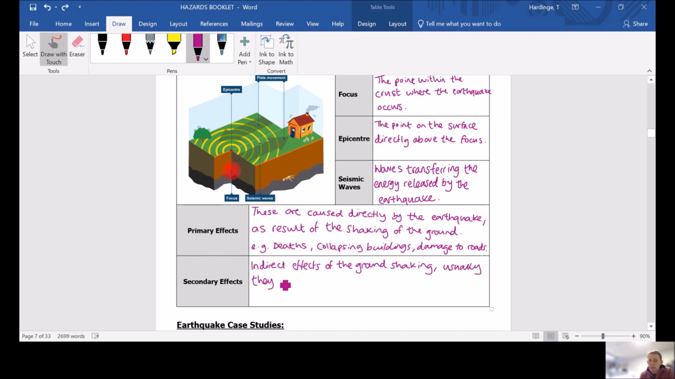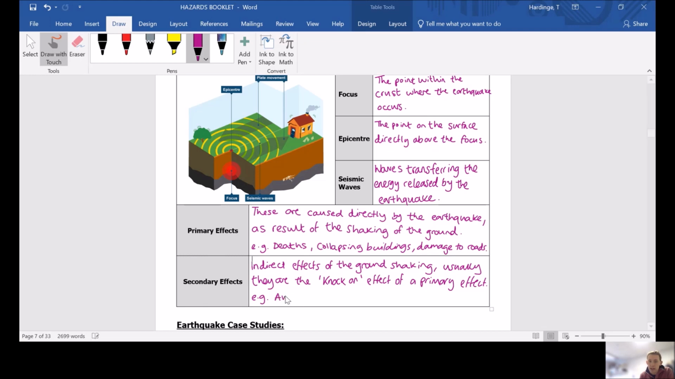And usually they are what we might call the knock-on effects of a primary effect. So a primary effect, like the ground shaking or people dying or collapsing buildings, might trigger then another secondary impact.